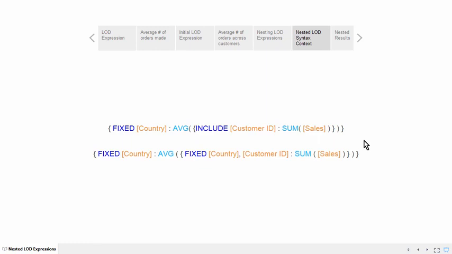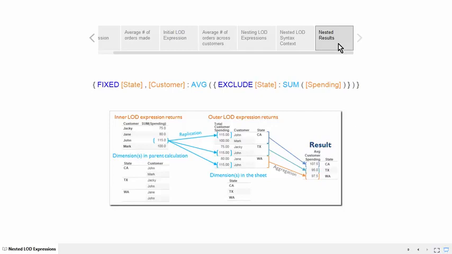In the first example, customer ID is included with country. This is the same as doing the original calculation fixed to the level of country and customer ID, and then fixing the average to the level of country. The aggregation and replication behavior of a nested LOD expression follows the same rules as fixed.